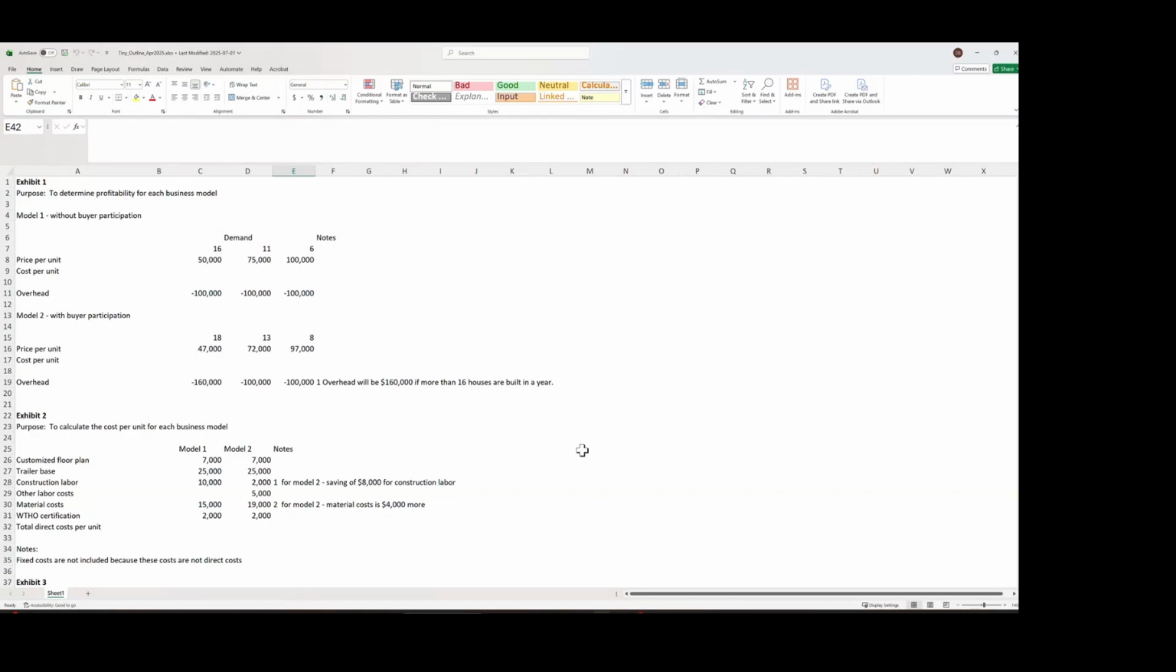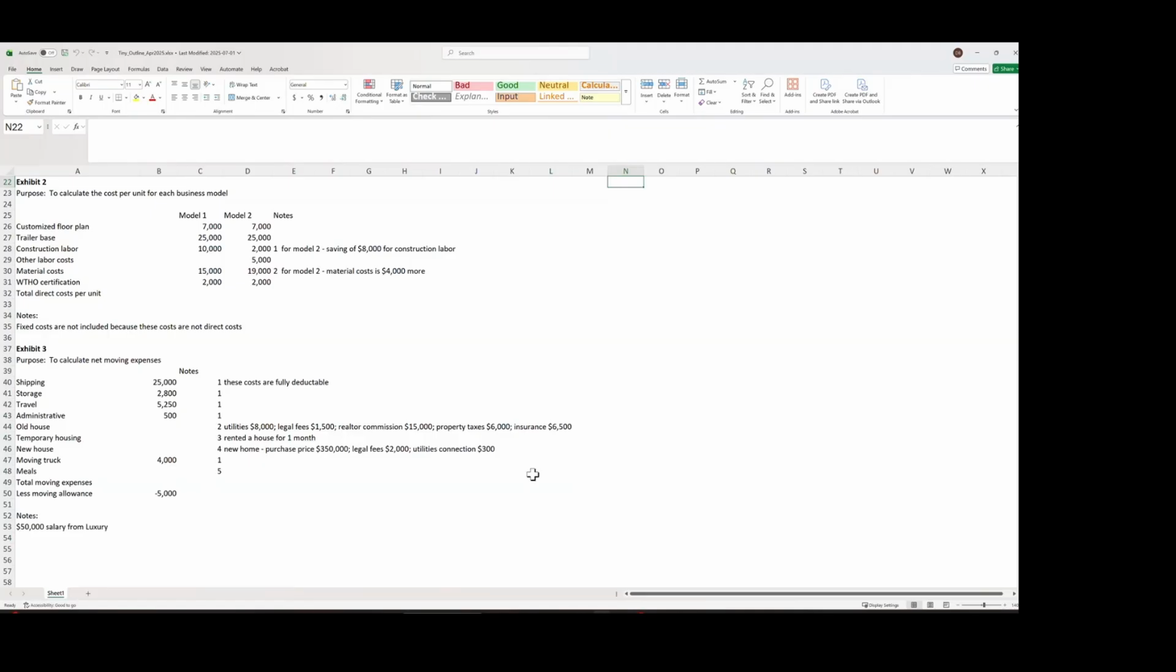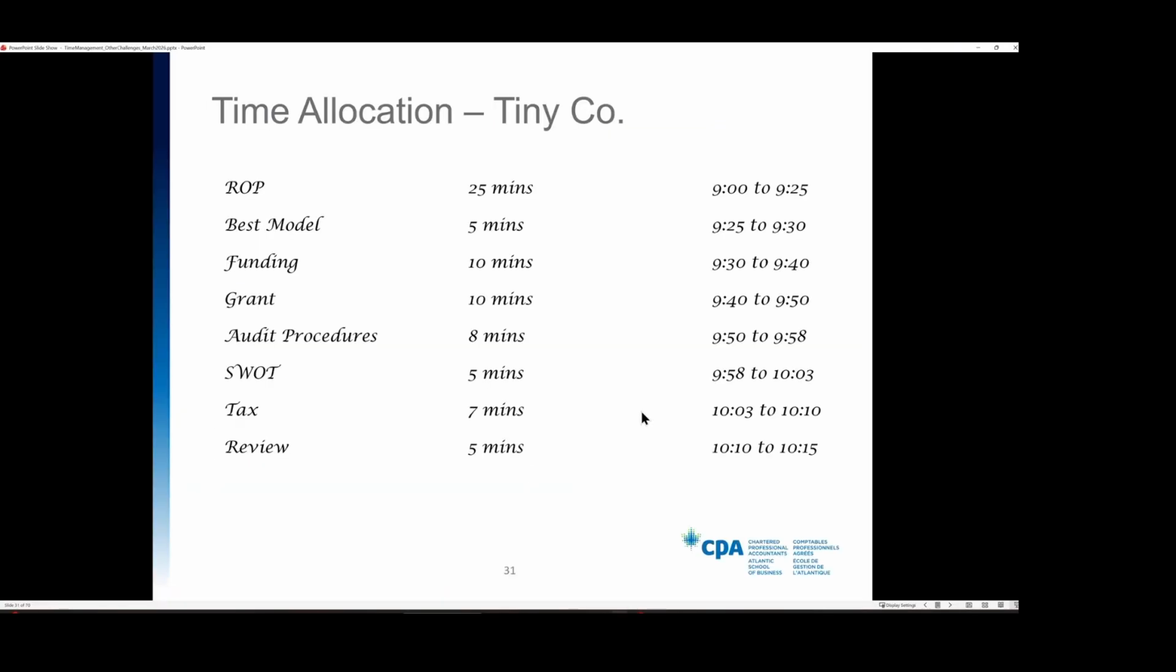Let's look at Excel. There's not an awful lot that I need to do when it comes to determining the appropriate business model and the selling price. I've got a lot of information already. For reading, outlining, and planning, it took me 25 minutes. Best model, I need 5 minutes. SWOT, 5 minutes maximum. For the funding and grant, I need a little bit more time. For audit procedures, I'm going to allocate 8 minutes, and I'm going to identify as many risks and provide as many detailed procedures as I can. Tax, I'm going to leave 7 minutes.